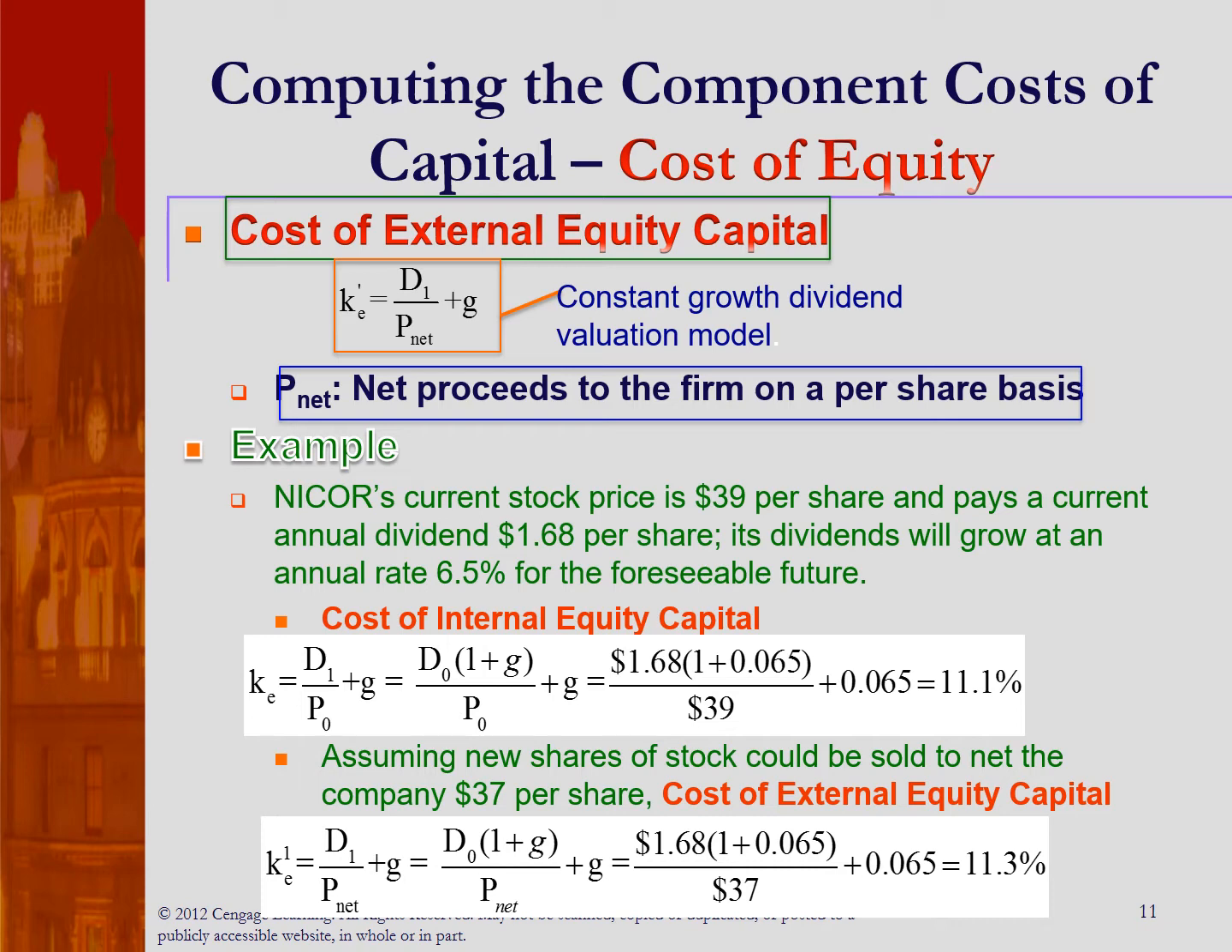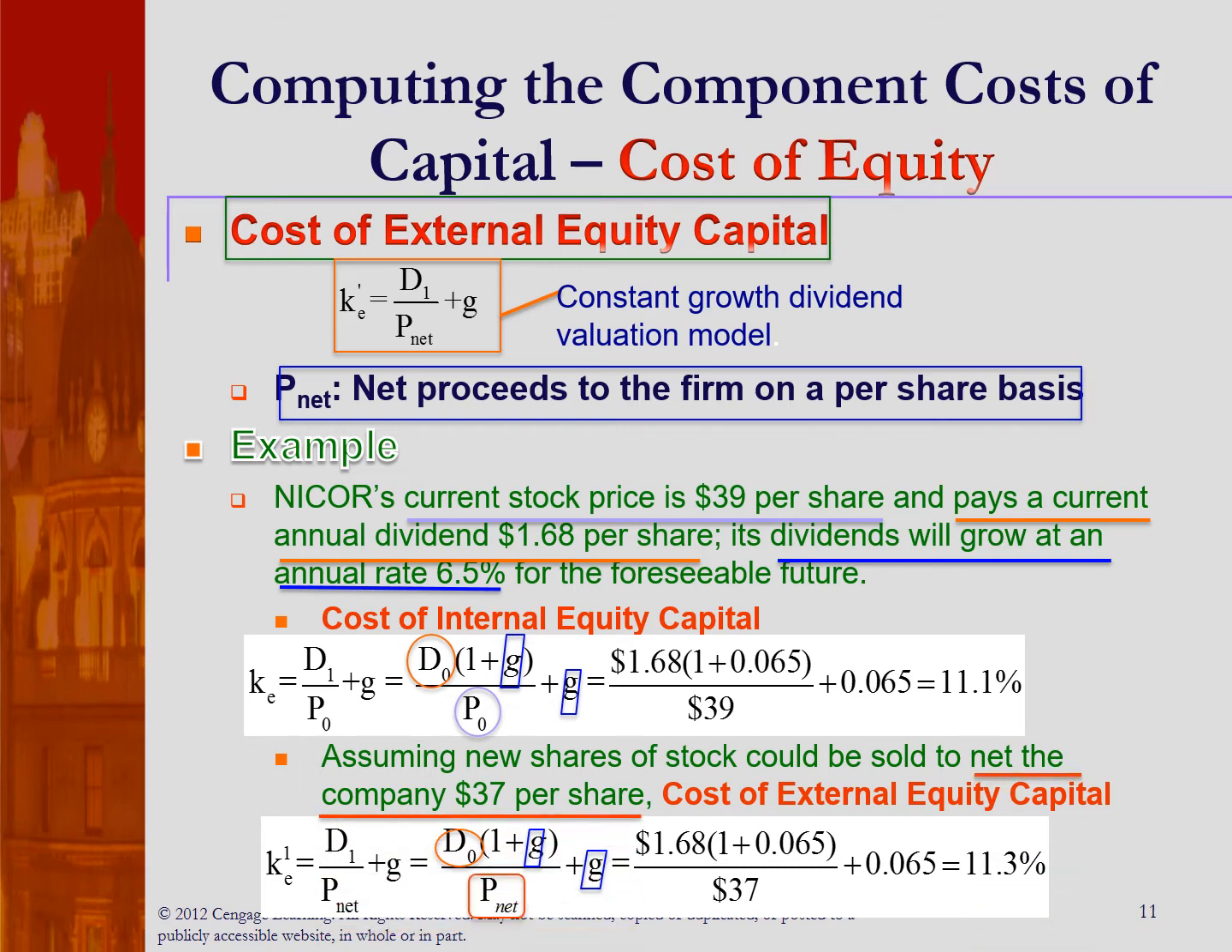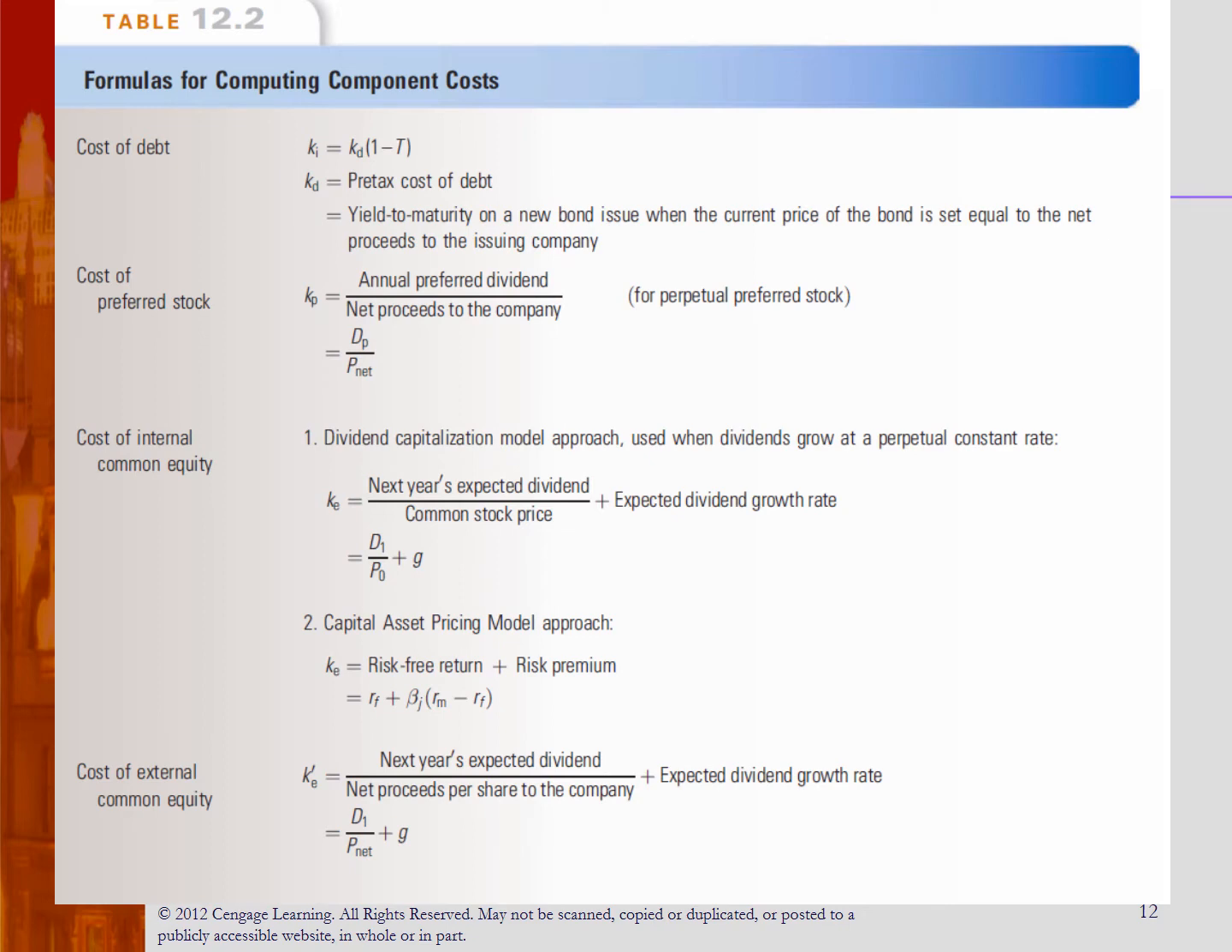Following are two examples showing you the difference in implementing the constant gross dividend valuation model to compute the cost of internal equity and the cost of external equity. We have the same current dividend and the same dividend growth rate. However, the share price is used in computing the cost of internal equity, while the net proceeds to a firm are used in computing the cost of external equity. This table summarizes formulas computing component costs.